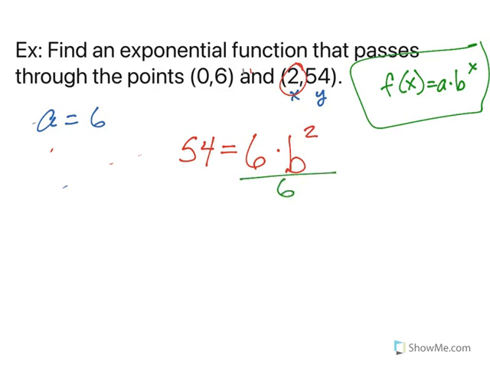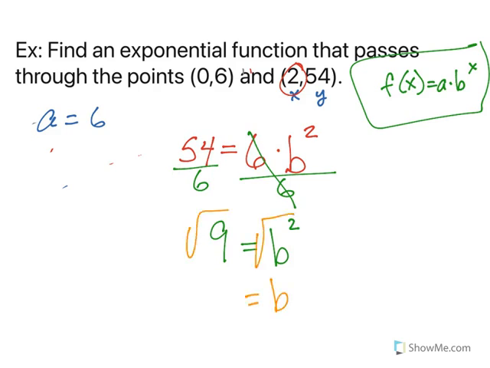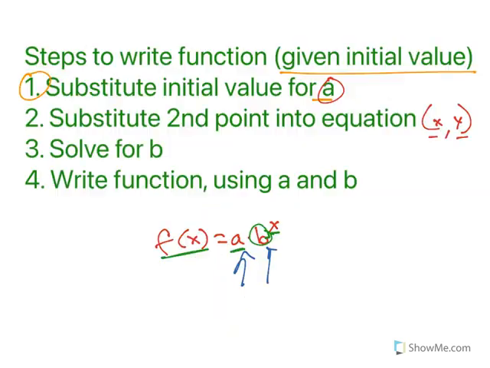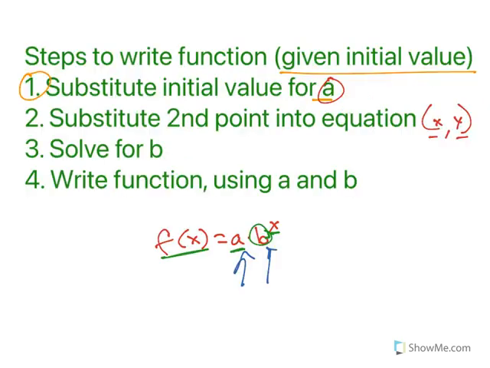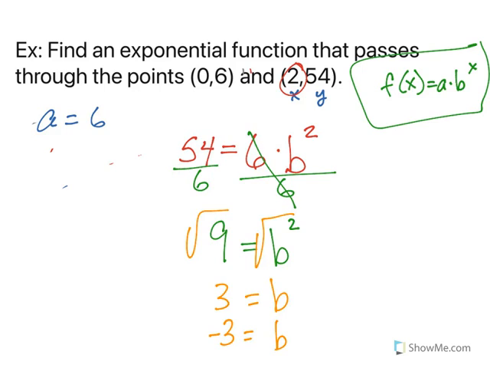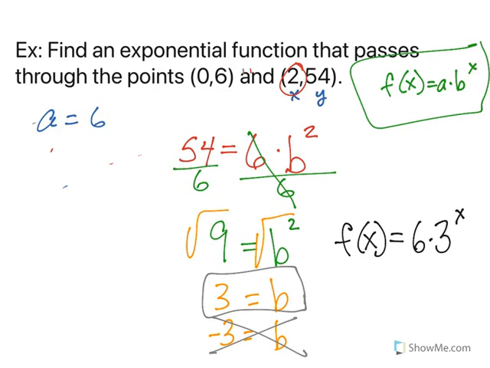The first thing I'm going to do is divide both sides by 6 to isolate the variable. So that isolates b squared. So b squared equals 9. When I solve, I do that by taking the square root. So b is going to be 3, or b is going to be negative 3. But go back to what we talked about a bit ago, and that is b must be positive. Therefore, I can say, nope, b is not allowed to be a negative value, and therefore my value of b is 3. So my function would simply be f of x equals 6 times 3 to the x. And there is the exponential function.